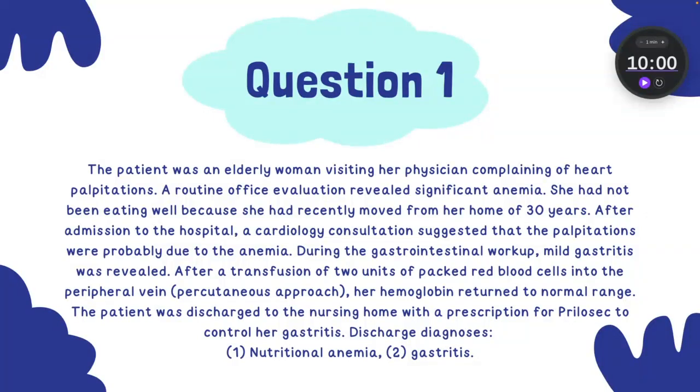After a transfusion of 2 units of packed red blood cells in the peripheral vein, percutaneous approach, her hemoglobin returned to normal range. Patient was discharged to the nursing home with a prescription of Prilosec to control her gastritis. Discharge diagnoses: nutritional anemia, and gastritis.